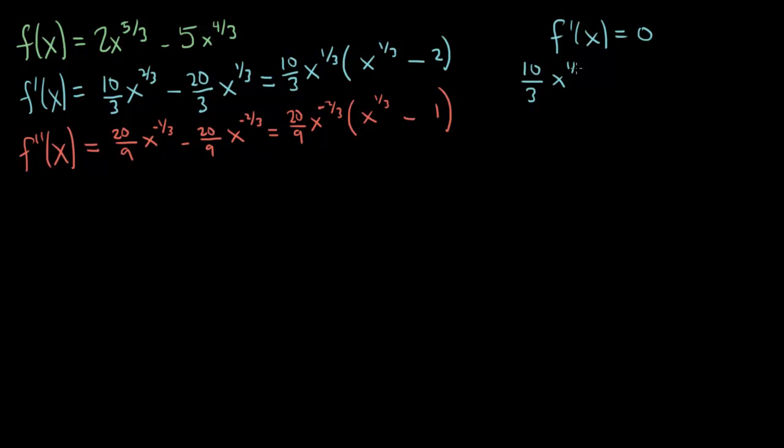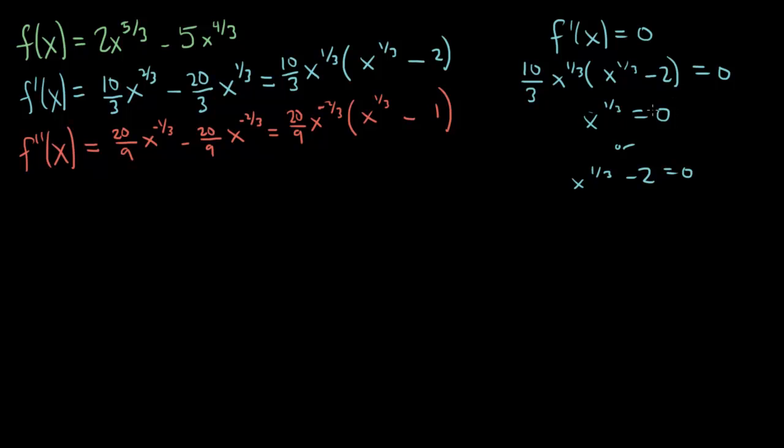10 over 3 times x to the 1/3, and then we have times x to the negative 1/3 minus 2. Alright, oh, I said negative 1/3. That is not a negative 1/3. That is a positive 1/3 minus 2 equals 0. Now, let's see here. If we want to solve this, clearly we have it factored already. So first of all, we could multiply both sides by 3/10. And that would just give us that we need to solve x to the 1/3 power equals 0, or x to the 1/3 power minus 2 equals 0.